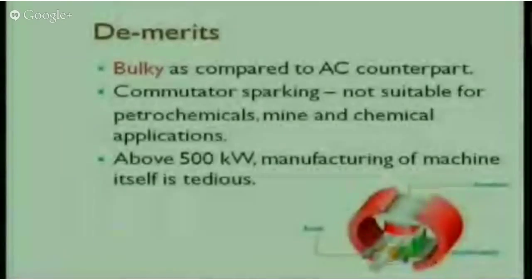Next. What are the demerits? It's bulky as compared to its AC counterparts. Commutator: since the commutator is there, as I am saying, the commutator is an integral part of a DC machine, it keeps on sparking. When it rotates, because of the slight air gap, there is sparking taking place.